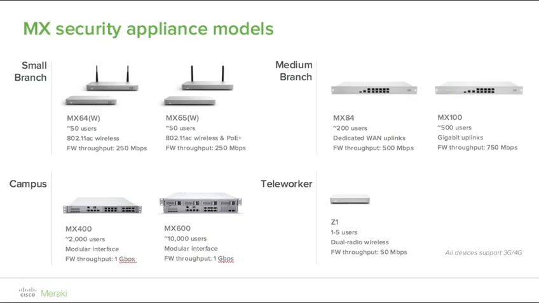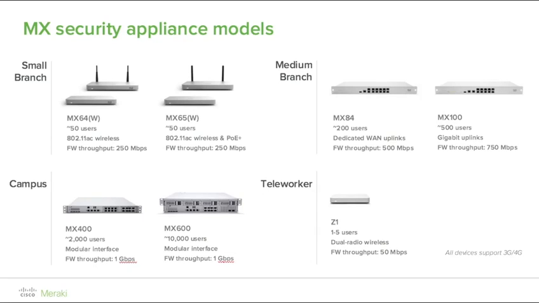The MX100 has 9 copper GigE ports and 2 SFP ports. Firewall throughput is 750 megabits per second with VPN throughput of 500 megabits per second. Select this device for networks of up to 500 users. At Meraki, we use the MX100 at our Sydney and London offices. The MX400 covers off our head office.